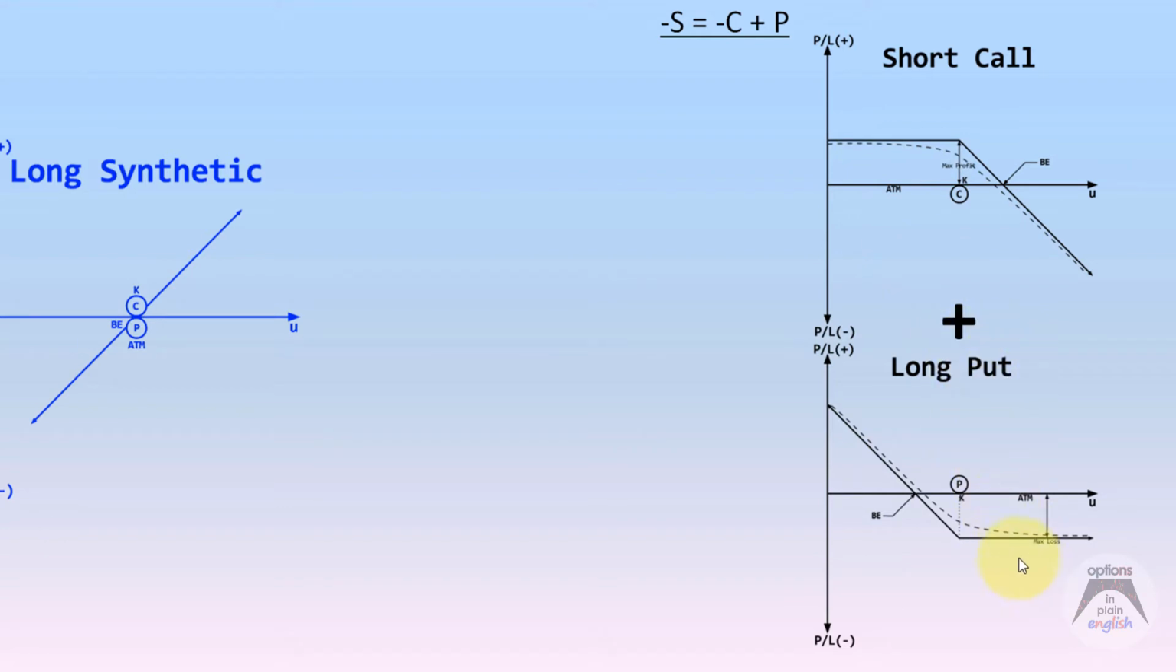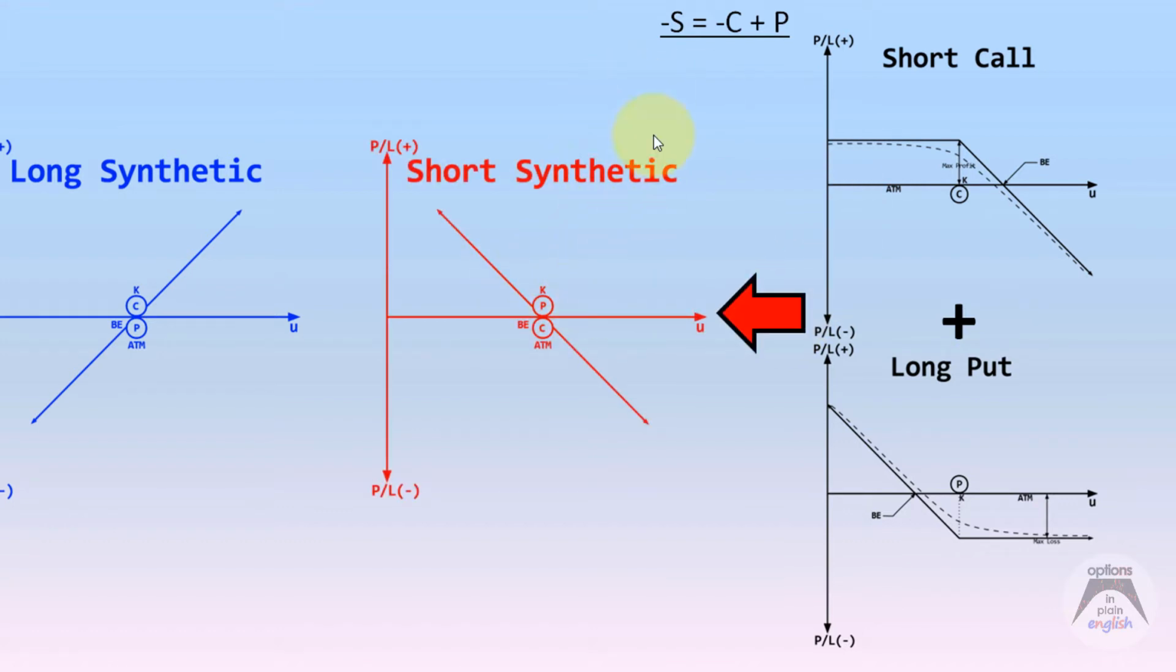It's a position that has unlimited risk and limited profitability. And a long put is a position that has limited risk and almost unlimited profitability, at least all the way down to the underlying getting down to zero. So we could say that it's unlimited profitability. So short call and long put is going to be the same as short synthetic. It's the same as short stock, but with options.